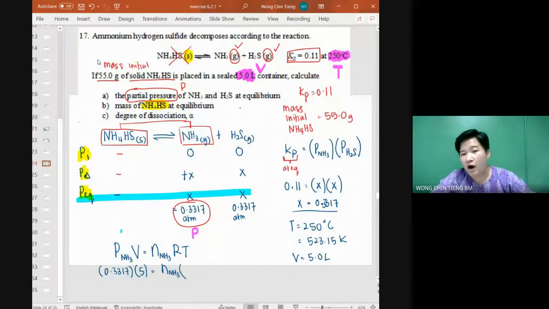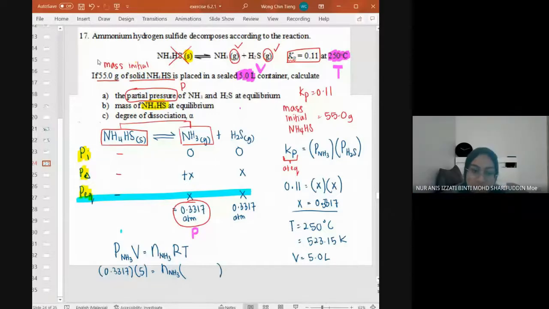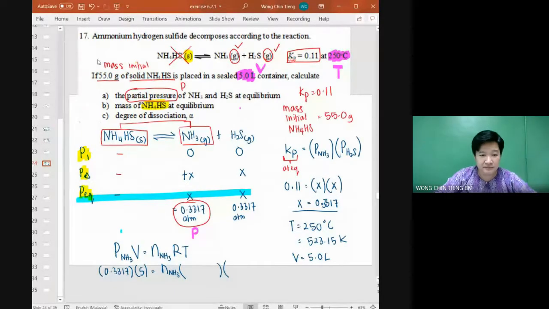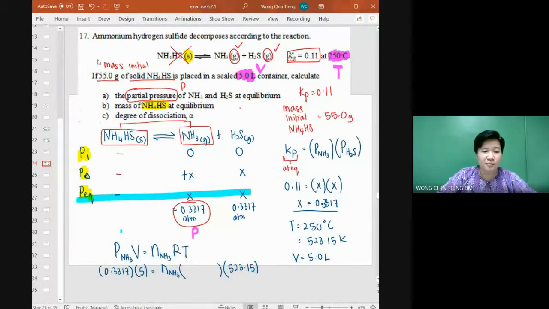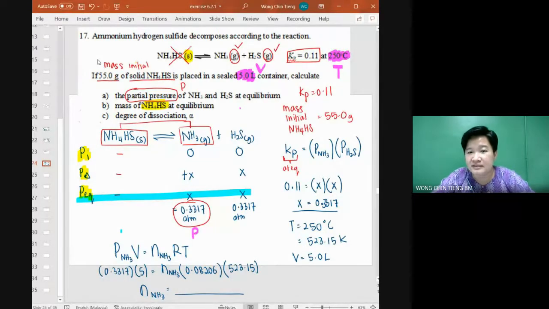Therefore, R value guna yang mana Izzati? Anis Izzati, I mean. Sorry, Miss. R value guna yang mana sayang? 0.08206. 0.08206 sebab saya dah bagi tahu partial pressure assume ATM. So you get the number of mole of your ammonia, right? Is that what we want? Not yet, not yet, far to go.